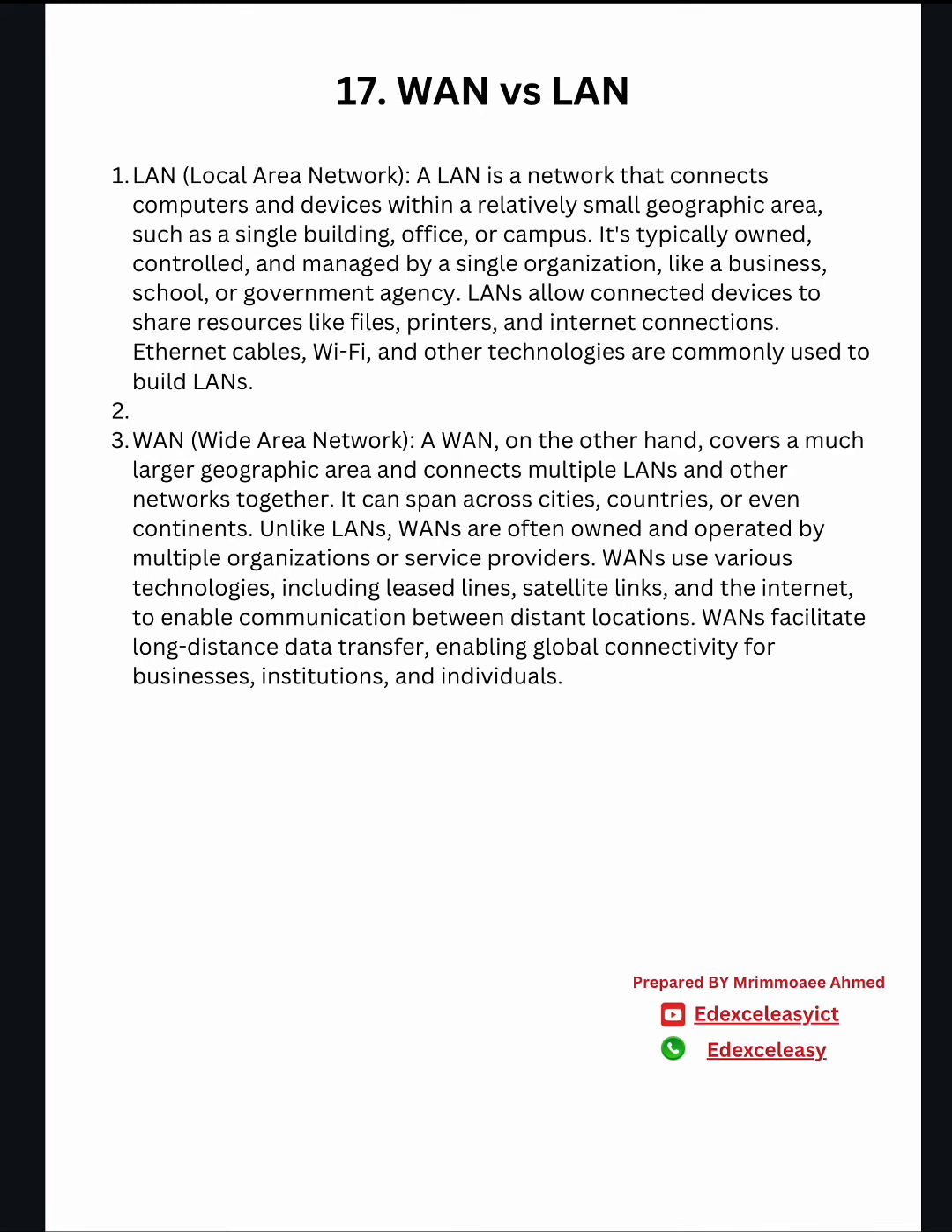Whereas a WAN is considered a wider network. Unlike a LAN, WANs are often owned and operated by multiple organizations or service providers. WANs use various technologies including leased lines, satellite, and the internet. So actually, wide means a wider, larger geographical area, whereas a LAN is a small area, a building. A WAN can be an area, a region, right? So this is the difference between LAN and WAN.